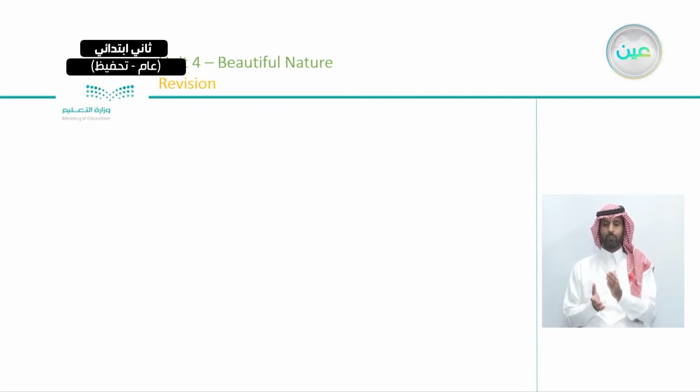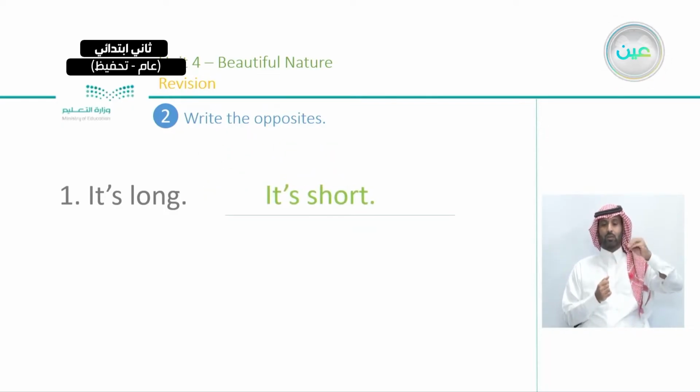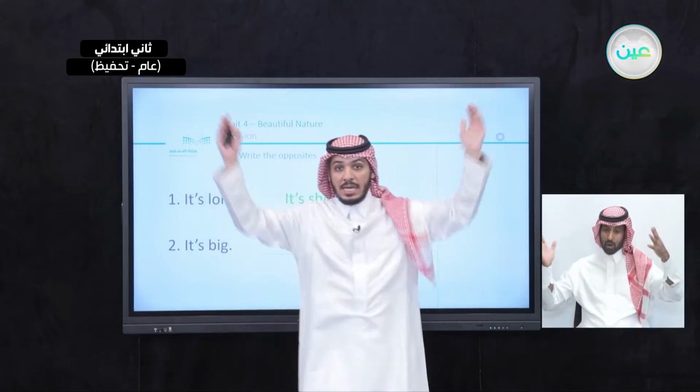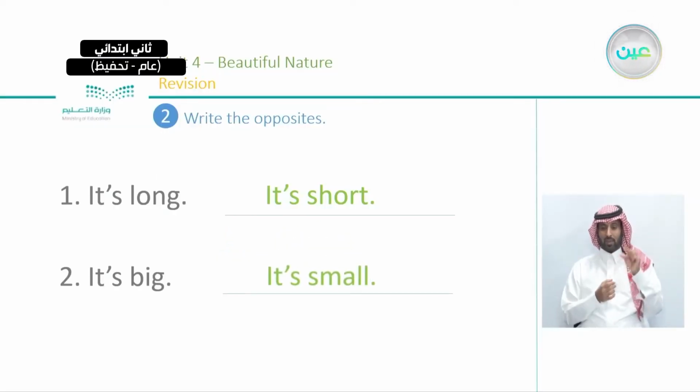Okay. Now we have number 2, write the opposites. So it's long. What is the opposite of long? It's short. Excellent. That's right. Okay. Number 2, it's big. What is the opposite of big? It's small. Excellent. That's right.